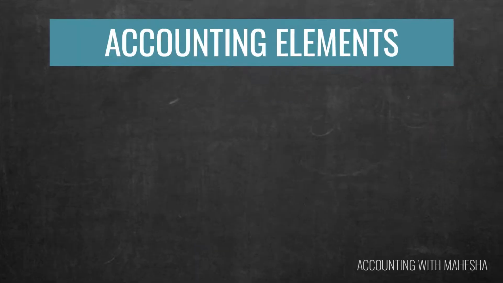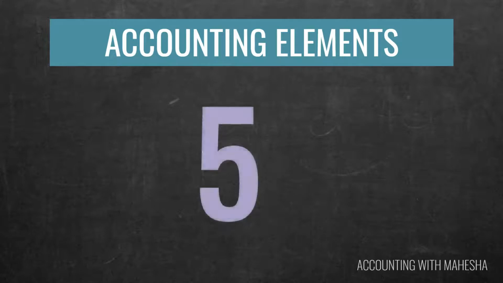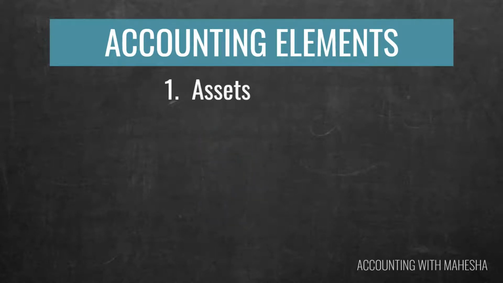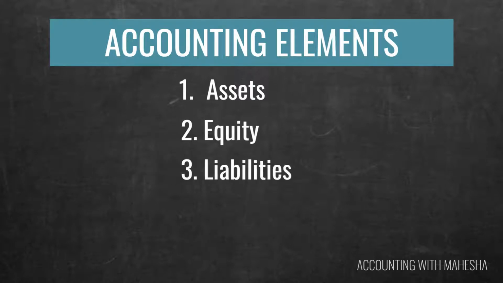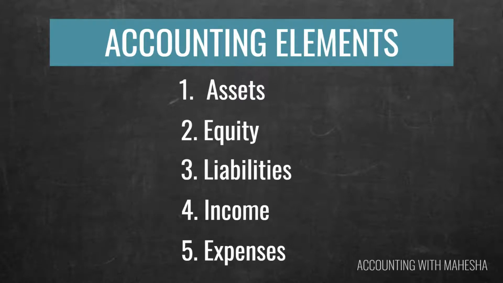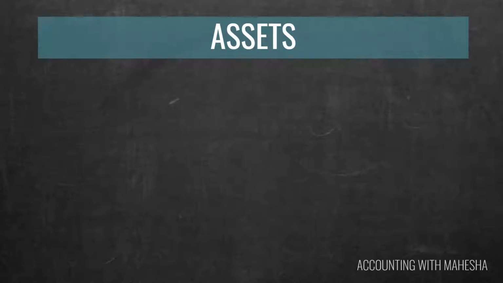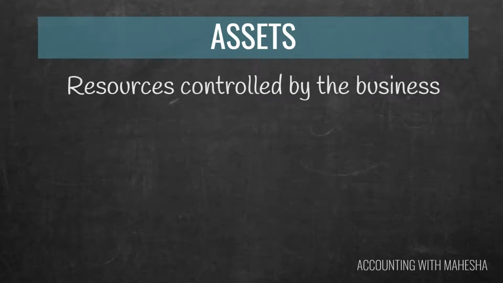There are 5 types of elements: assets, equity, liabilities, income, and expenses. Let's take a close look at each element. First of all, let's see what assets are. These are resources controlled by the business. Or we can say assets are the resources that the business owns.